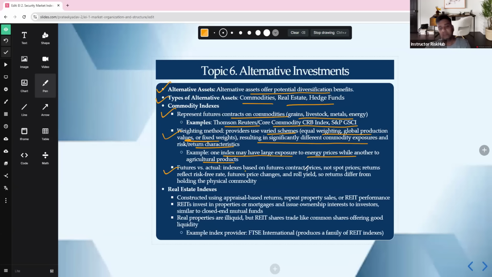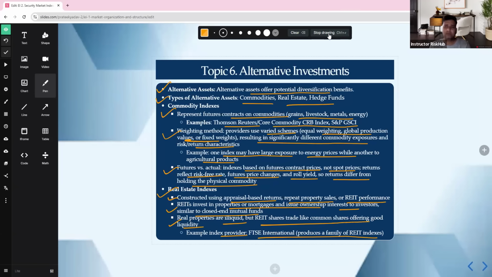Futures versus actual: indexes are based on futures contract prices, not spot prices. Returns reflect fees, rates, futures price changes, and roll yields. So returns differ from holding the physical commodity. Real estate indices are constructed using appraisal-based returns, repeat property sales or REIT performance. REITs invest in properties or mortgages and issue ownership interest to investors, available as closed-end mutual funds. Real properties are illiquid, but REIT shares trade like common shares, offering good liquidity. Example index provided: FTSE International, kind of thing.